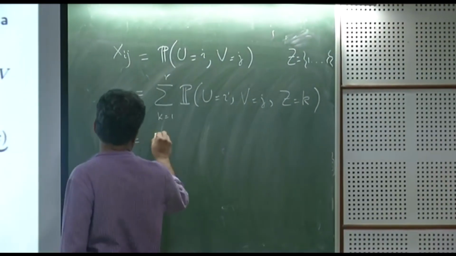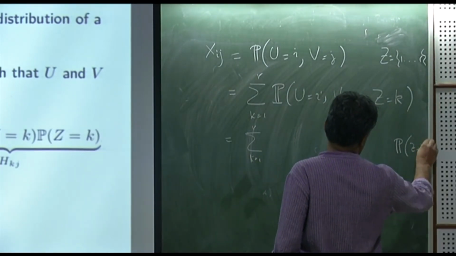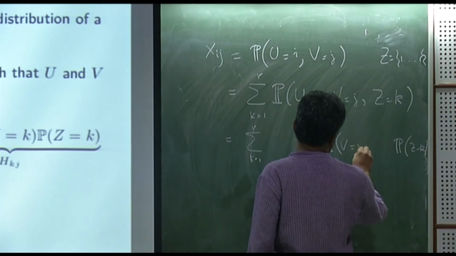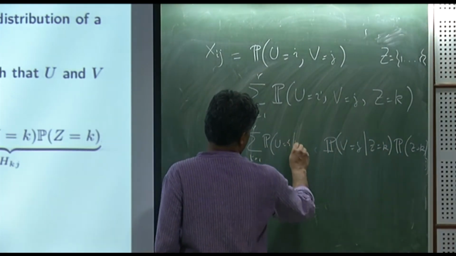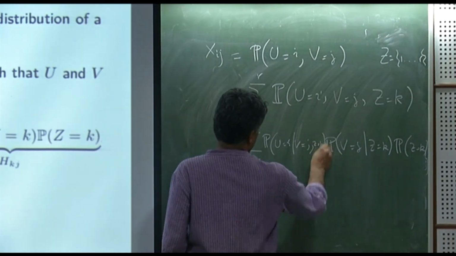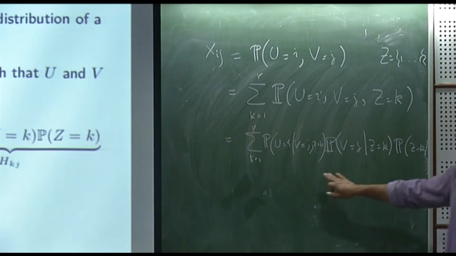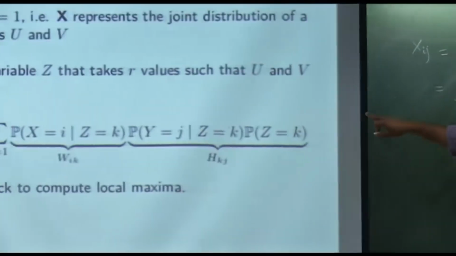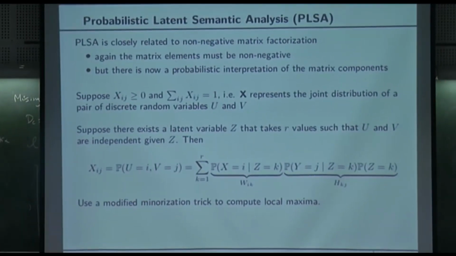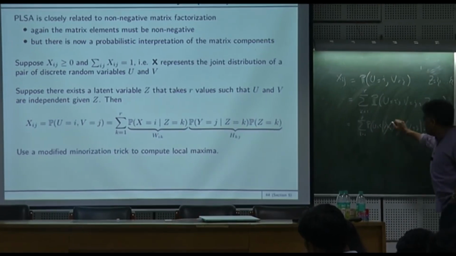Now I'm going to do the tower property: the sum over k equals 1 through r of the probability Z equals k, times the probability that V equals j given Z equals k, times the probability U equals i given V equals j and Z equals k. Again, I can always write this for any distribution. I take the unconditional distribution for Z, the conditional of V given Z, and the conditional of U given V and Z. We can always write that. And when we say that there exists a latent variable Z that takes r values such that U and V are conditionally independent given Z, it means that I don't need this information.